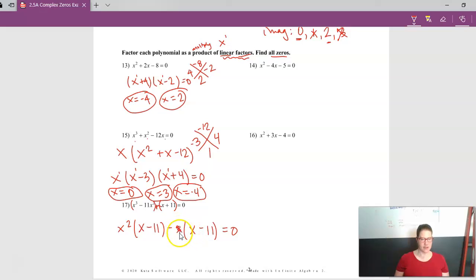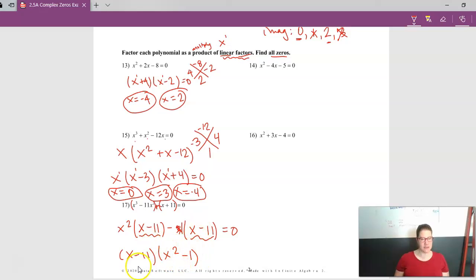Remember, if I multiplied negative x back in, I'd get negative x squared. Oops, not negative x, negative 1. See, good thing I checked. So pull out a negative 1. Negative 1 times x gives me the negative x. Negative 1 times negative 11 gives me positive 11. So I've got this common factor now of x minus 11, and so I'm going to pull that out front. And that's going to leave me with x squared minus 1.